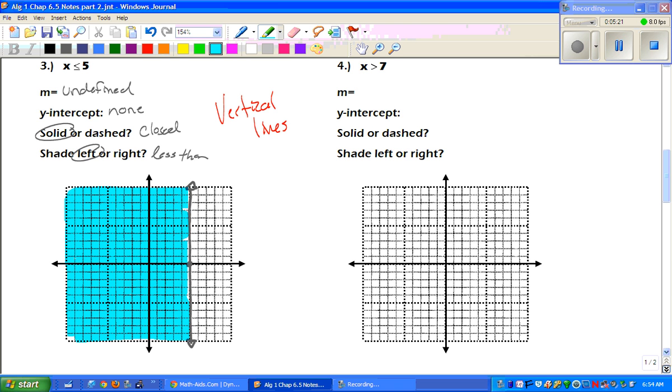All right, next one. Once again, the slope is undefined. There is no y-intercept. It's open, so it's dashed, and it's greater than, so we have to shade to the right. Okay? So at positive 7, we're open. We're going to have a dashed line. And then here we shade to the right. And there's your graph. Okay?